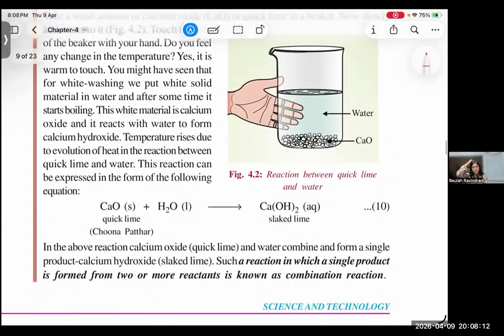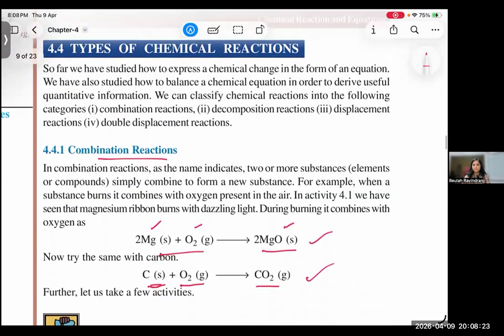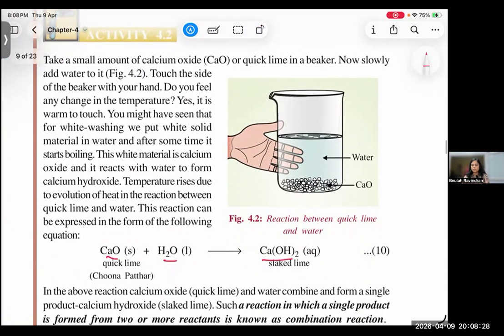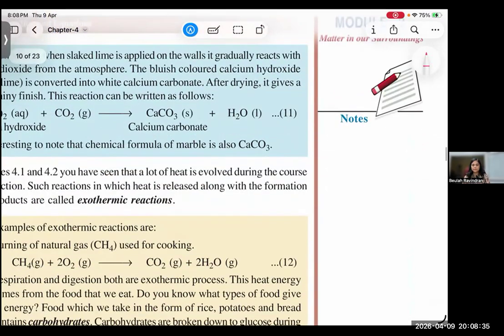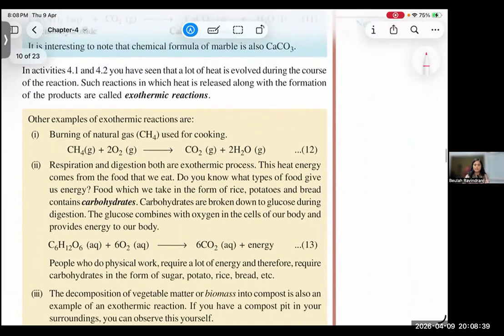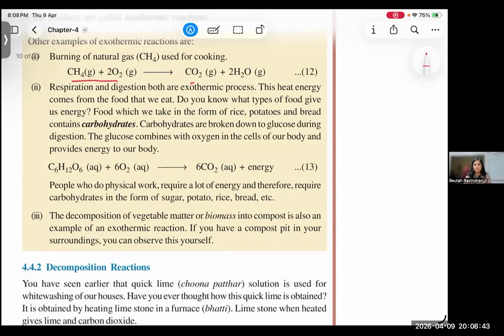So like this, you can take all these reactions we have studied already, right? So you just go through it. This is the reaction for combination. It is the first type, combination reaction. And then this also I've explained to you from the activity, right? So you just go through it. And then you know about the exothermic reactions, right? These are all exothermic reactions. Then burning of natural gas also we saw.